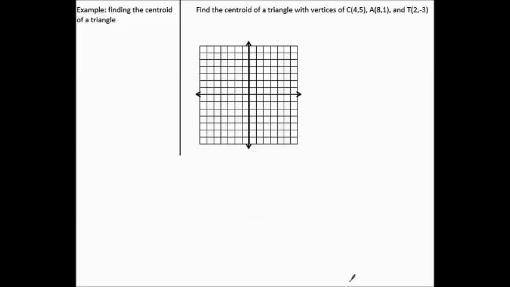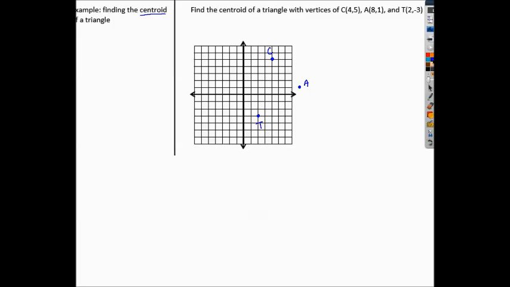So now, let's use these tools for finding the midpoint to find the centroid of a triangle. So let's start by plotting our vertices. So the first vertex, C, will be at (4, 5). A is at (8, 1). And T will be at (2, -3). So let's connect our dots.